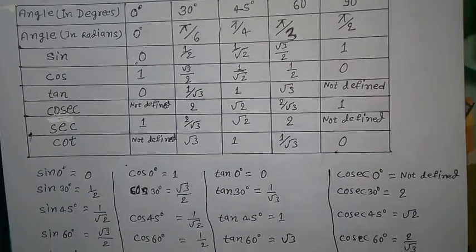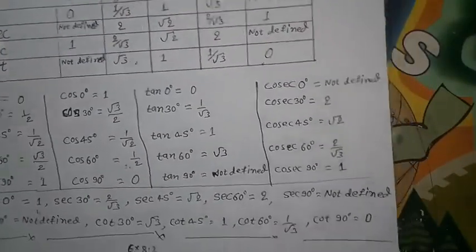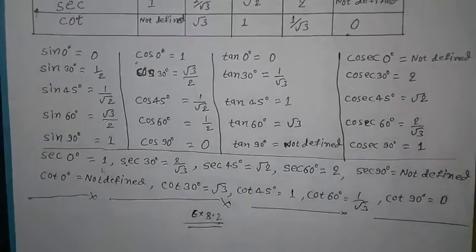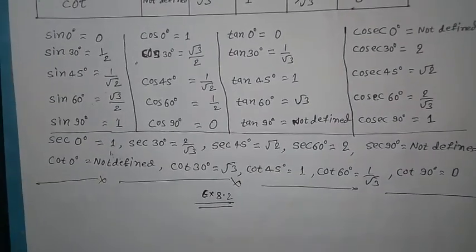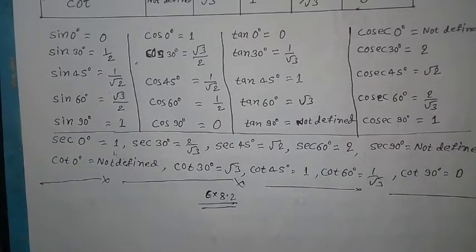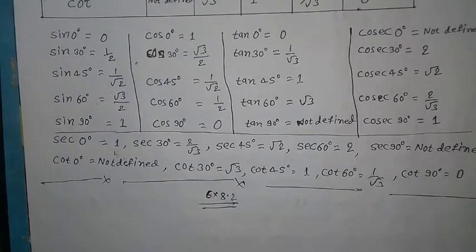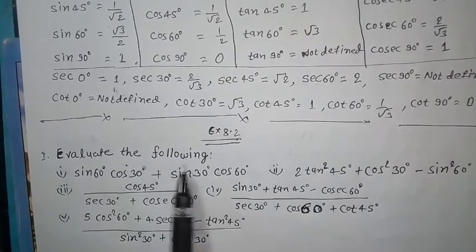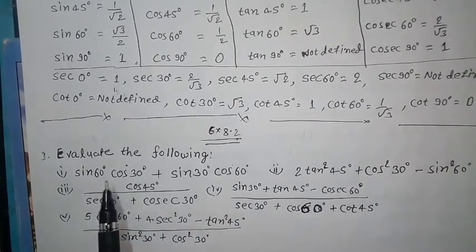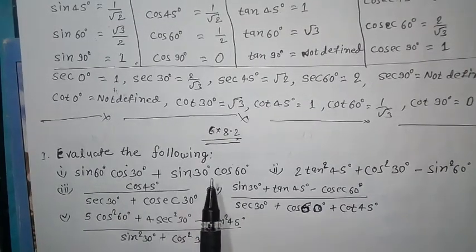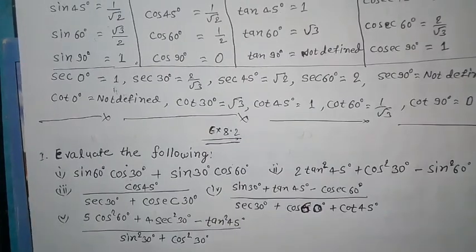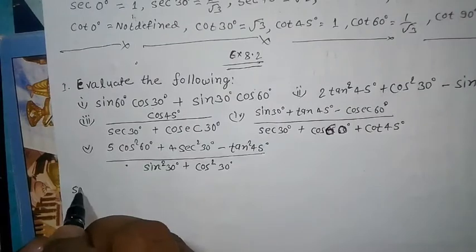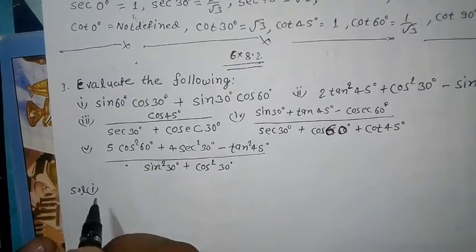Okay. Now it is very necessary to remember these values. Now I am starting the first question of exercise 8.2. Question: evaluate the following. First, sine 60 degree cos 30 degree plus sine 30 degree cos 60 degree. Solve this question. Okay. Solution 1.